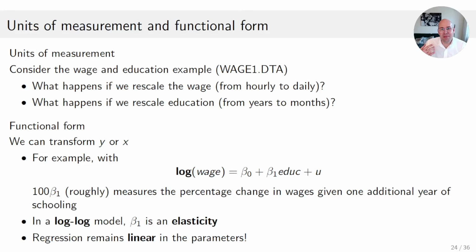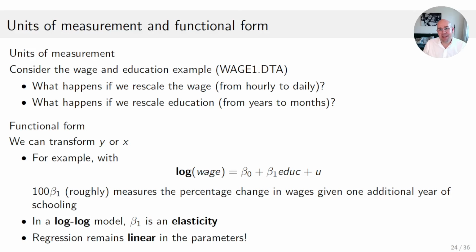One unit change in education was before a year, and that year had a certain effect. Let's call this beta 1, and it was estimated as beta 1 hat. Now, if we rescale education, then a unit change in education will not be a year anymore, but will be a month.